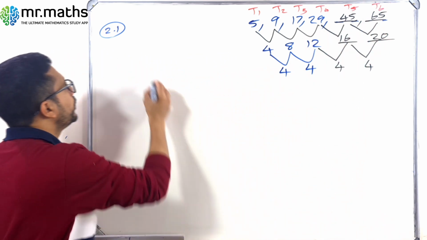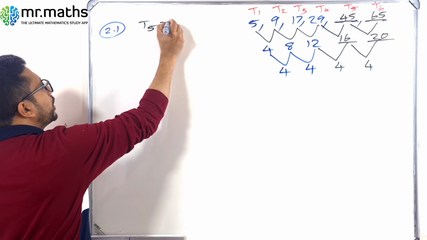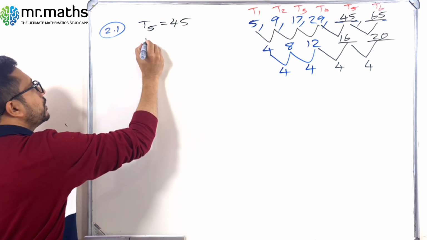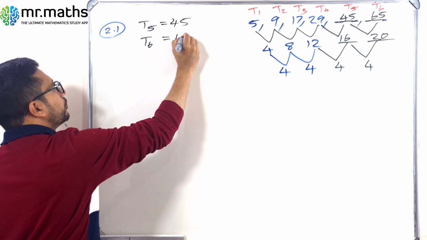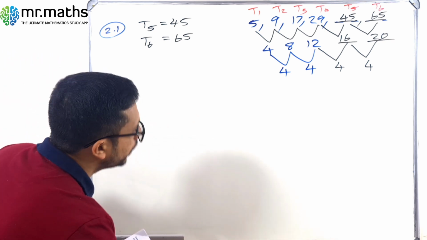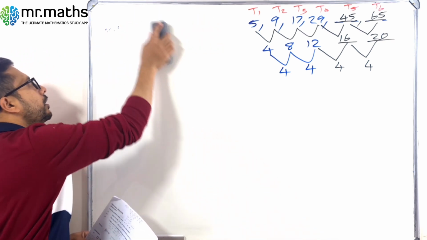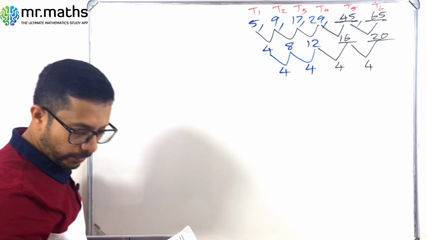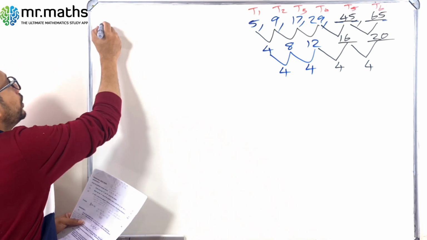So the fifth term, T5, is 45, and the sixth term is 65. So that is the first question, 2.1. Now let's move to the next question, 2.2. What is that question?